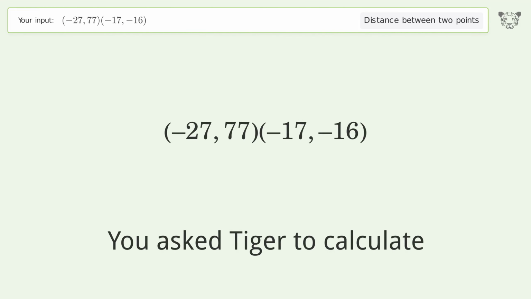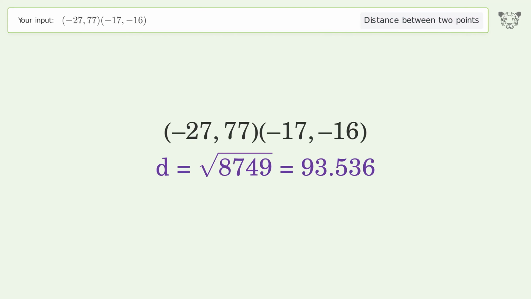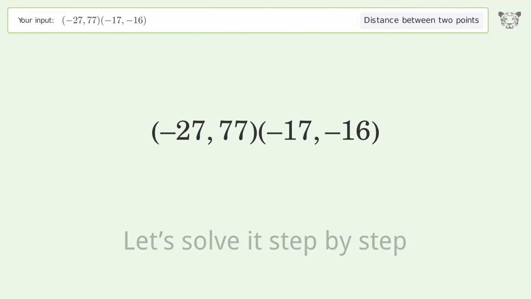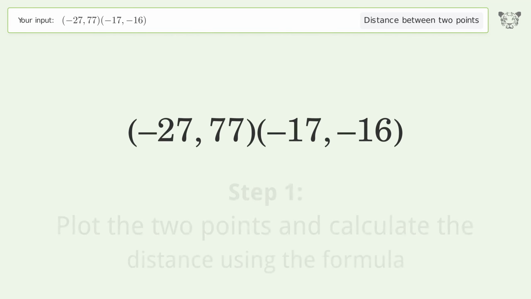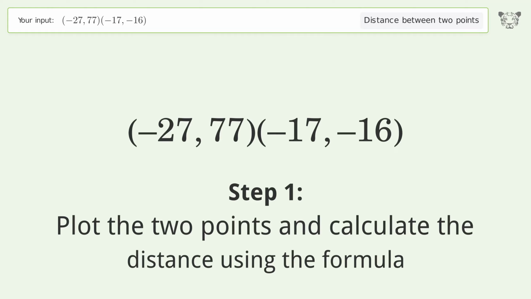You ask Tiger to calculate. This deals with the distance between 2 points. The distance between the 2 points is the square root of 8,749, or 93.536. Let's solve it step by step. Plot the 2 points and calculate the distance using the formula.